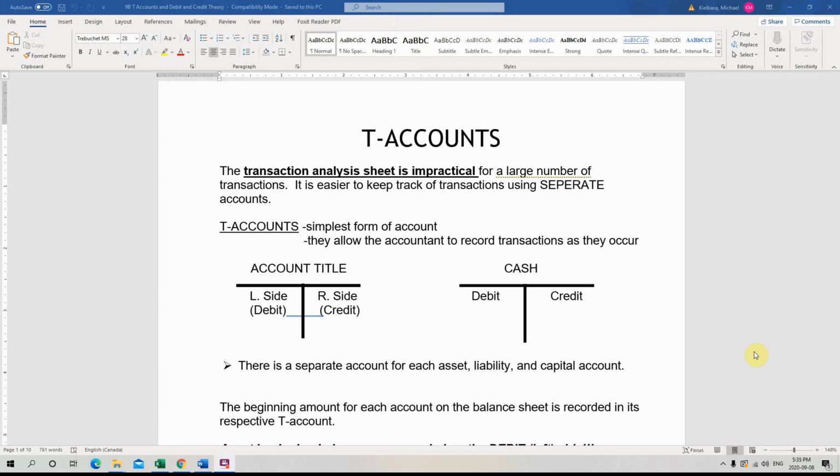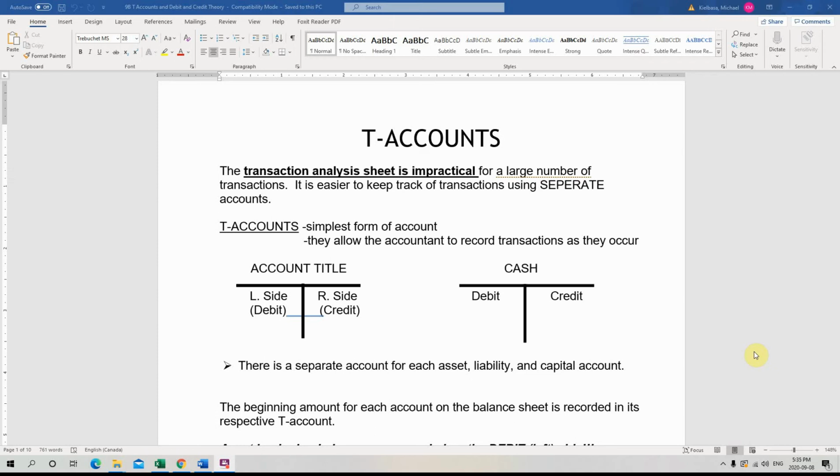Transaction analysis sheets are basically impractical and they're not usually used in the real world. We use them in the introductory accounting course to show you how a transaction affects different accounts. But transaction analysis sheets are impractical. They simply would be too long for a large company that has thousands upon thousands of transactions each day.